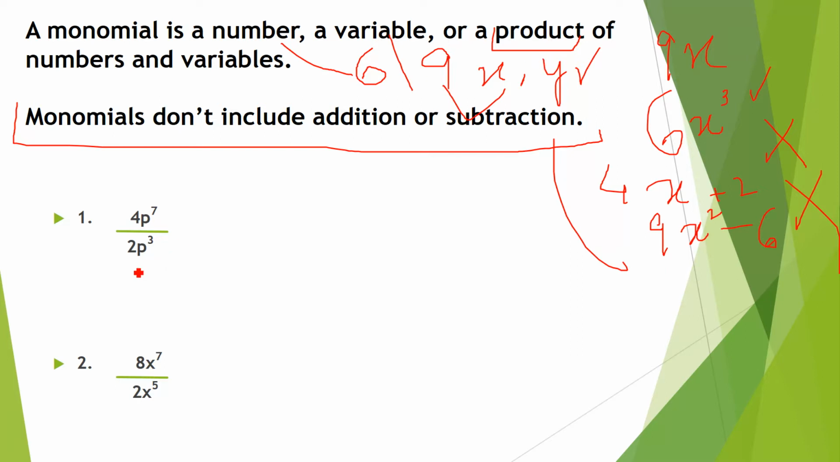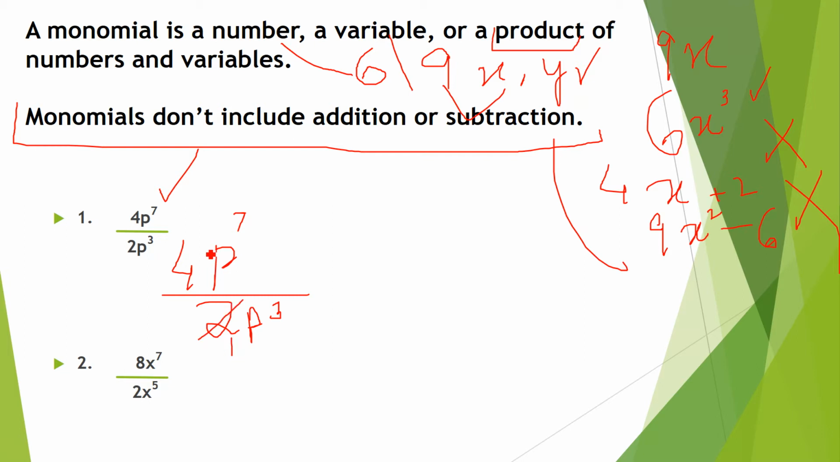Here is the example: 4p^7 divided by 2p cube. First of all, you have to see whether it is a monomial or not, because we are learning monomials. So this is a monomial because this is the number, this is the variable, and this is the product of number and variables. Complete is 4p power 7 or exponent 7. Very easy. I will solve it here. 4p^7 divided by 2p cube, right? So how to divide it?